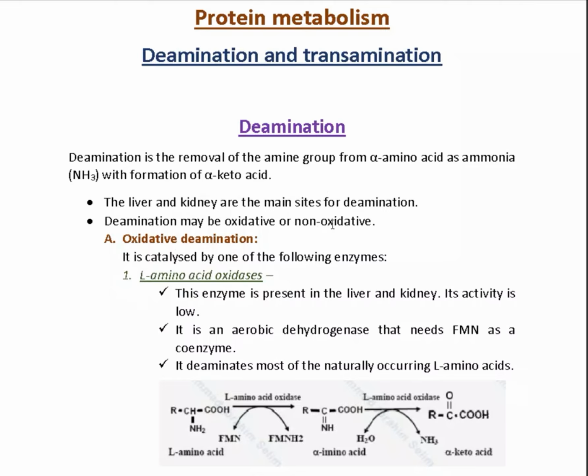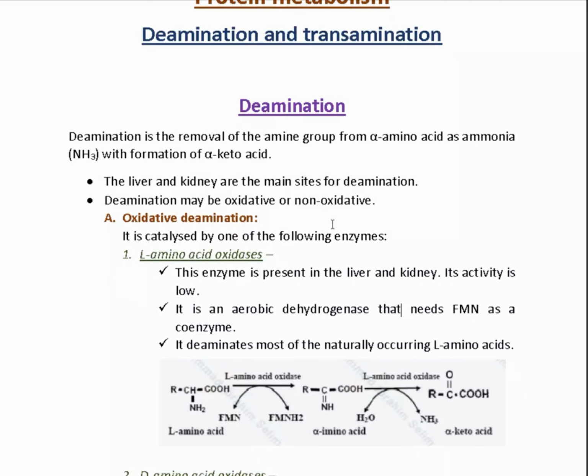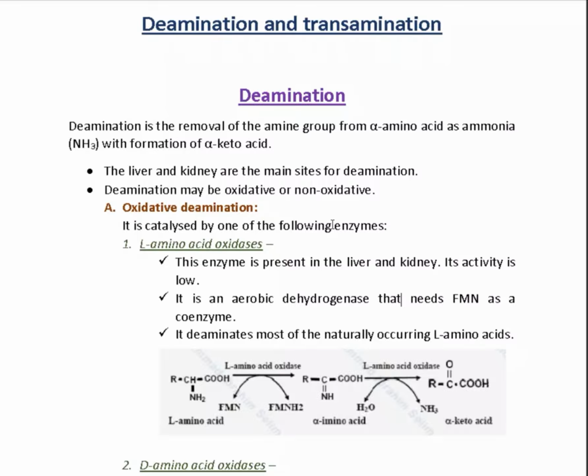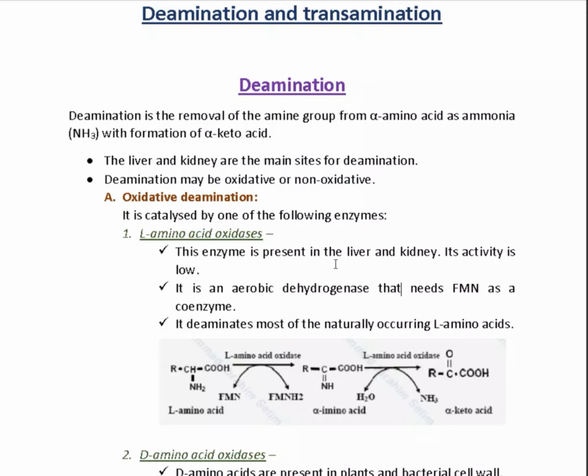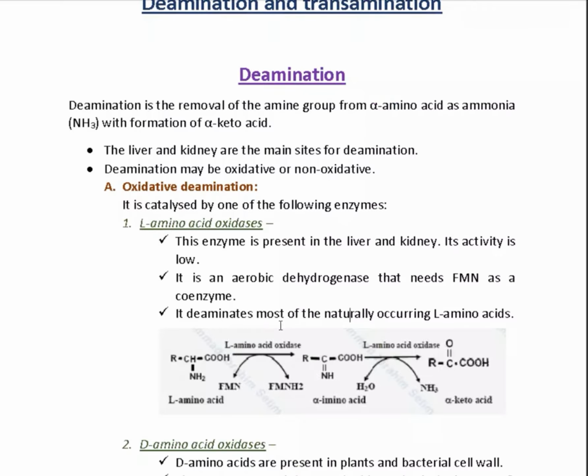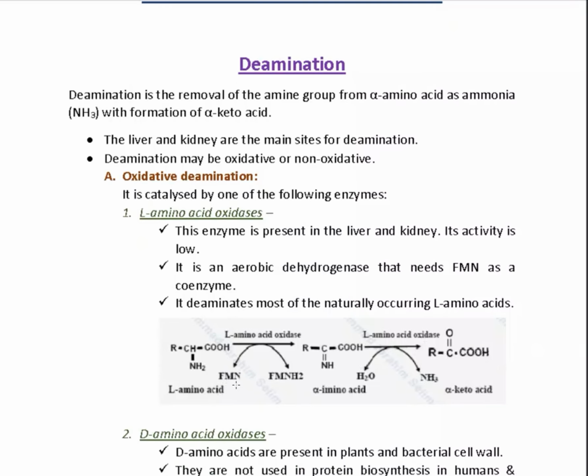First of all, oxidative deamination is catalyzed by one of the following enzymes, that is alpha amino acid oxidase. This enzyme is present in the liver and kidney, and its activity is very low. It is an aerobic dehydrogenase that needs FMN as the coenzyme, and it deaminates most of the naturally occurring alpha amino acids. So an example: alpha amino acid, FMN, then alpha amino acid oxidase converts it to alpha keto acid. In this way, alpha amino acid oxidase helps convert amino acids to keto acids.